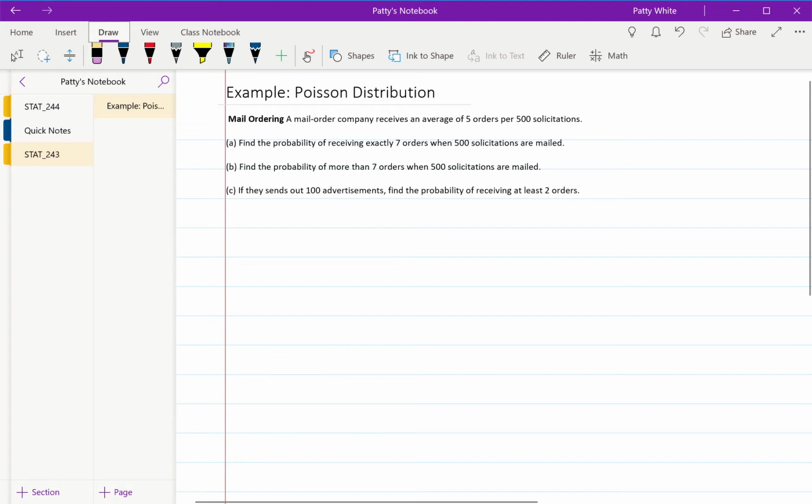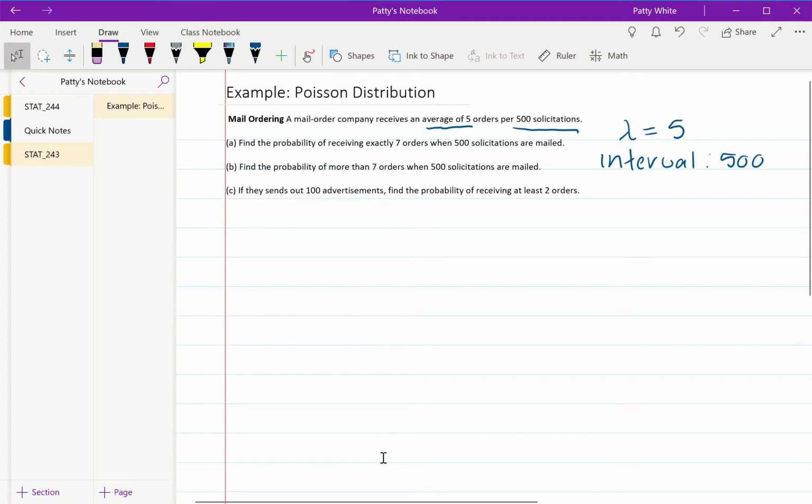We know we're going to use the Poisson distribution because we're given an average and we're given an interval. So our lambda is equal to 5, and our interval is 500 solicitations. Any probability that I ask you about has to reference 500 solicitations. If I change that interval, I'm going to have to change my lambda value. So let's get started.